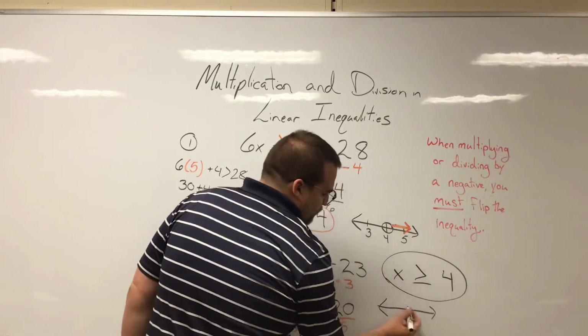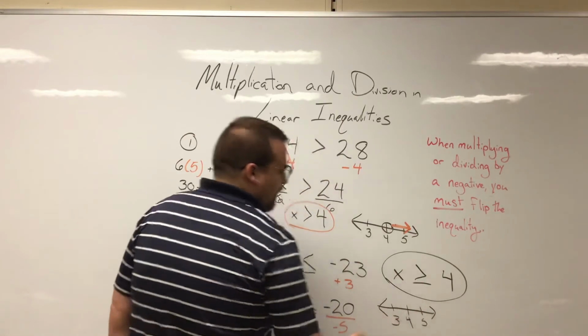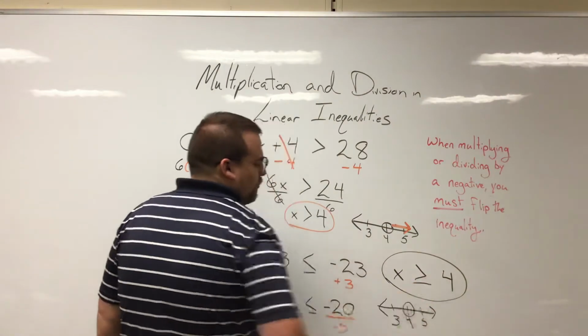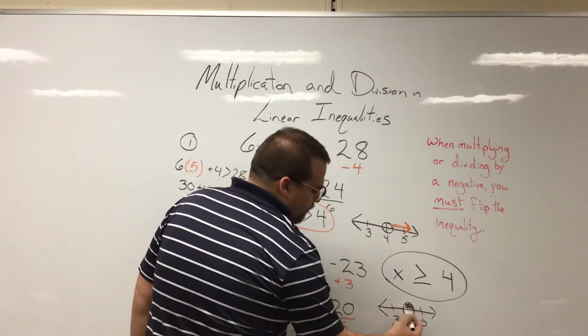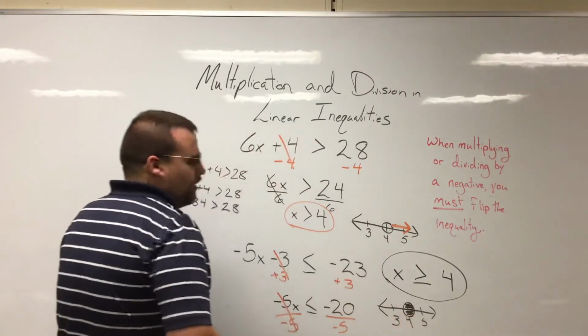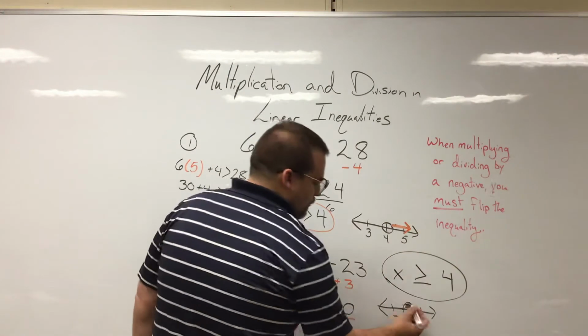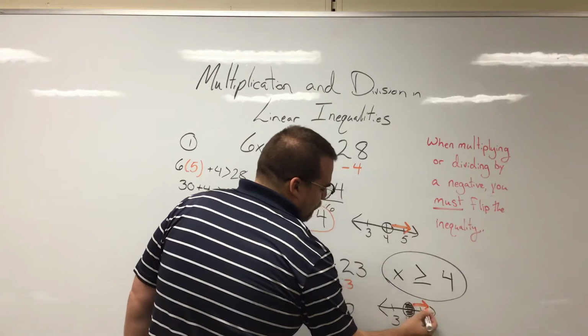I bet this number line is going to look pretty similar to my previous one. You all might notice there's one exception though. I'm going to put a circle around the 4. Do I fill it in? I do, because it is an or equal to. And then my arrow, well, it says x is greater than or x is larger. So I'm going to go ahead and put that arrow in the right direction.